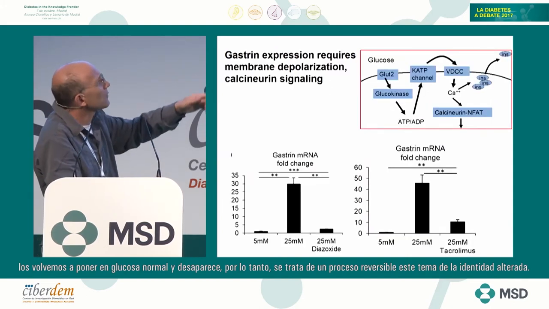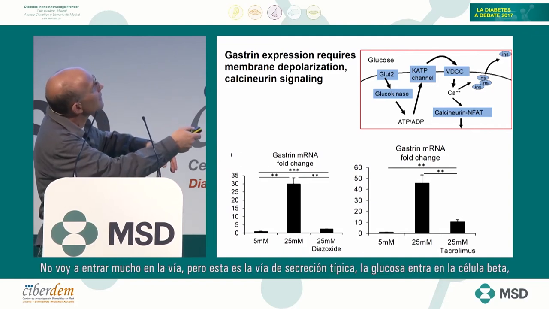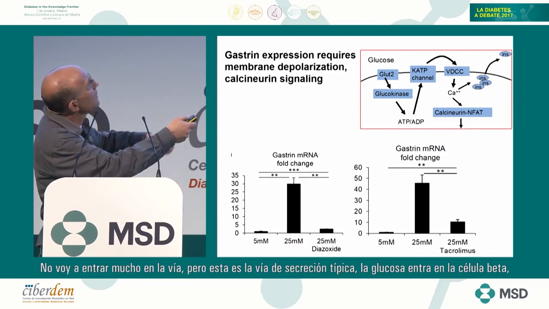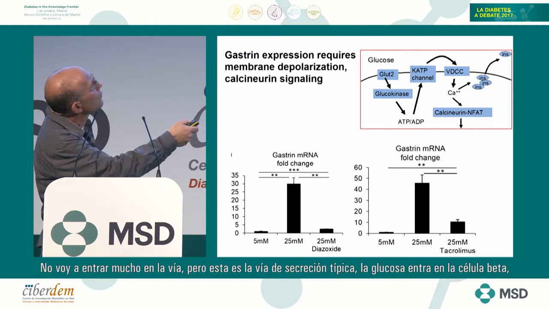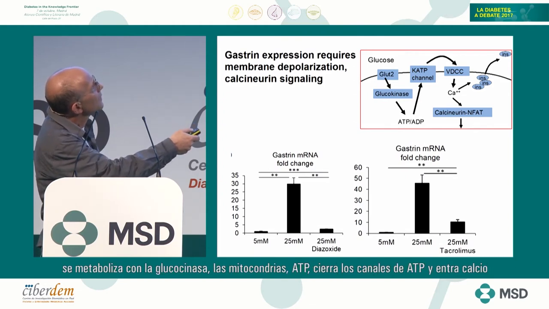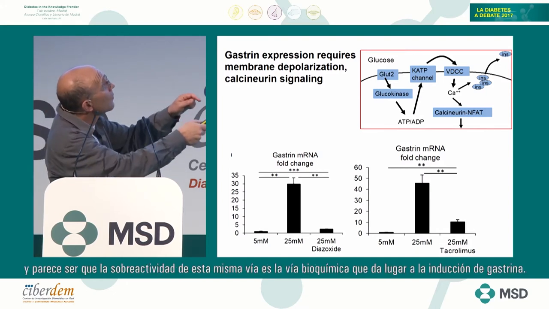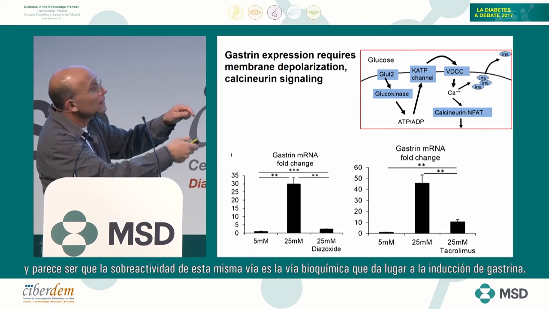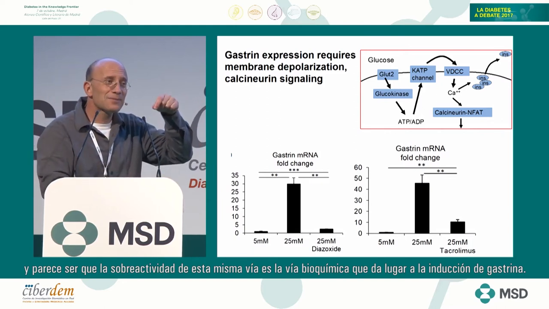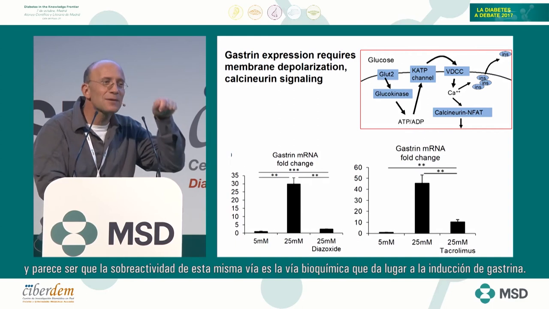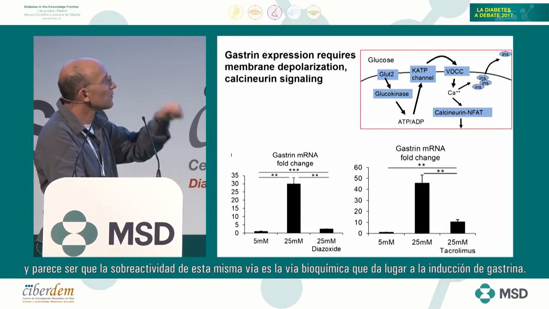We also know about the pathway. I'll not get too much into that, but this is the classical insulin secretion pathway. Glucose gets into the beta cell via GLUT2, metabolized via glucokinase and mitochondria. ATP closes the KATP channels, calcium entry, and insulin secretion. It turns out that overactivity of this same pathway is the biochemical pathway that leads to induction of gastrin.